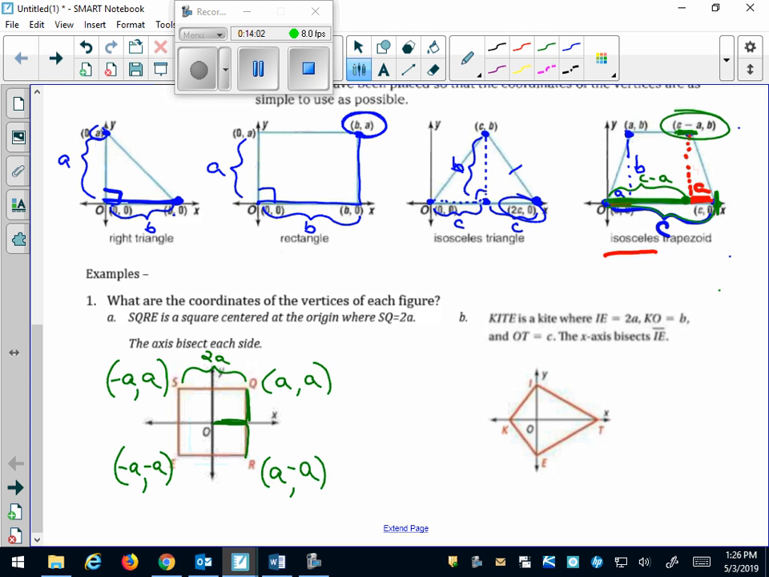All right, let's look at the kite. They give us all this information. The length of IE is 2A. KO is B. And OT is C. Figure out the coordinates of KITE.